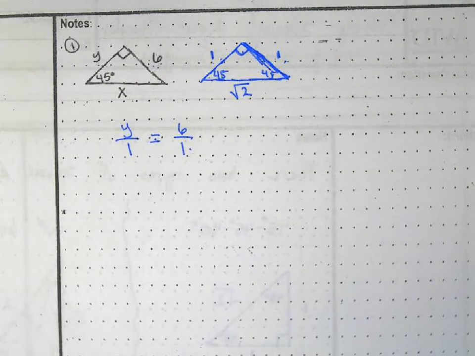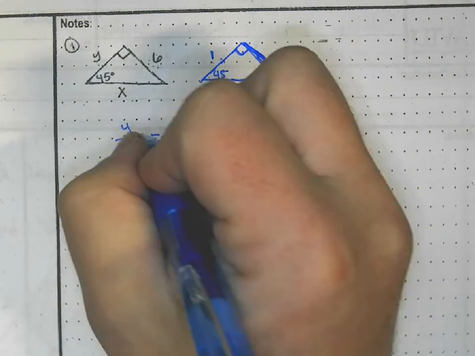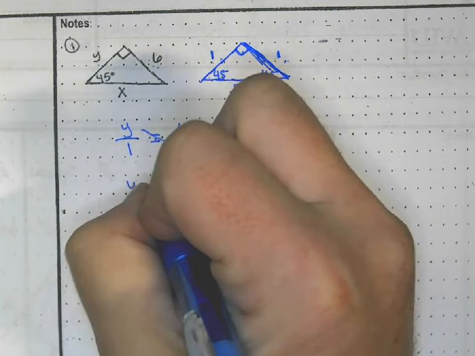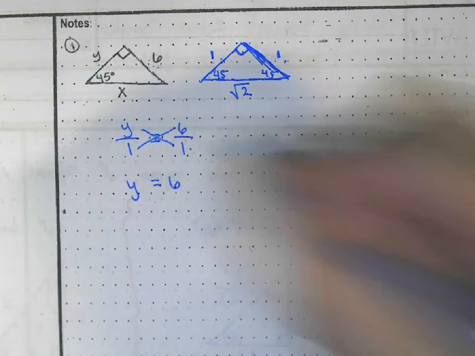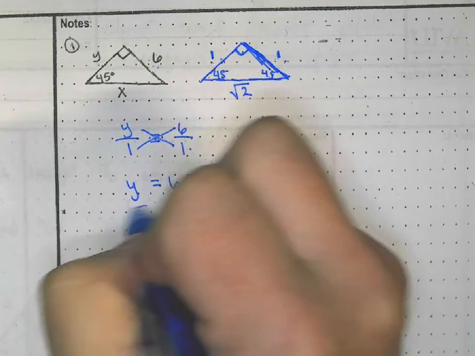So 1 times y is y, and then 1 times 6 is 6. And I found what y equals. Y equals 6.